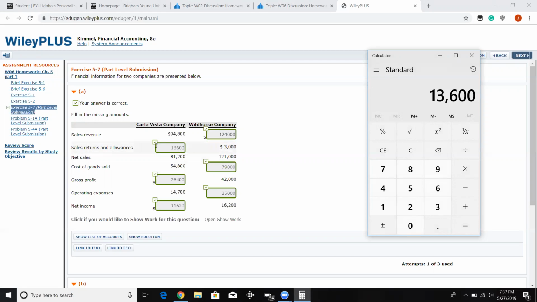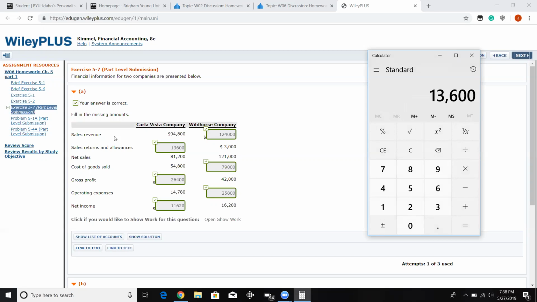And going over to our Wild Horse Corporation, because we're ultimately subtracting from the sales revenue, we're going to be adding the sales returns and allowances and the net sales to give us our sales revenue for the Wild Horse Company. So 3,000 plus 121,000 is going to be 124,000. If you need to see the math, you can do that yourself.